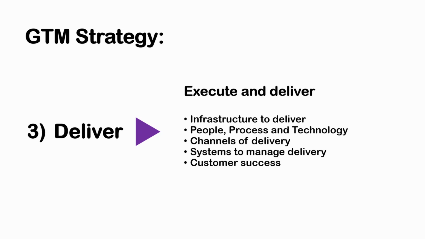Then you also need to identify what would be some of the channels of delivery. Again, partners or third-party outsourcing companies are really prime examples of some of the channels that many companies use. And then the systems to manage delivery, and obviously making sure that your customers are actually successful in accomplishing what they set out to.